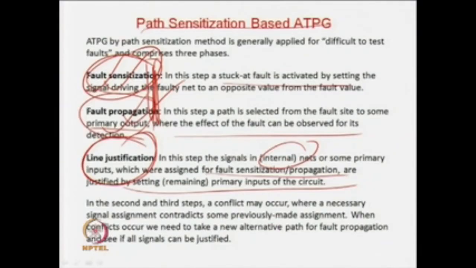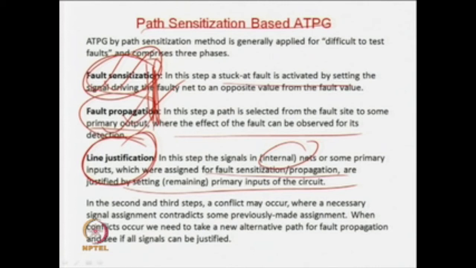So, we set some signal values in this circuit in some way, and line justification will say that yes, that can be done by appropriately setting the primary inputs. So, we will see with an example how it is possible. What do you mean by that? That is actually called line justification.